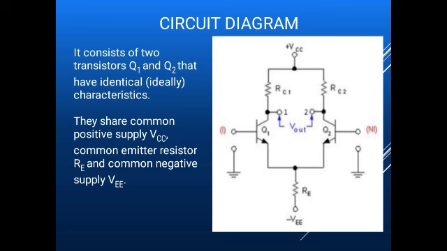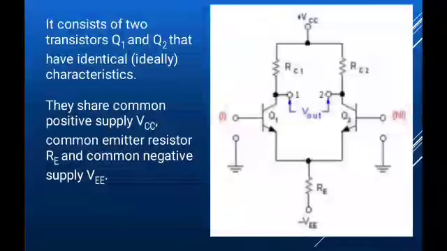This is the general circuit diagram of a differential amplifier. See that one, we are taking two common emitter amplifiers connected back to back. It consists of two transistors Q1 and Q2 that have identical characteristics. That is, they have to be made from the same set of transistors. They share a common positive supply, that is, VCC is common to both RC1 and RC2, and they have a common emitter resistor: both emitters are connected through the emitter resistor RE to the negative supply VE.